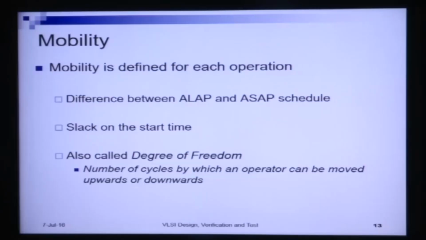So, mobility is defined for each operation. What is mobility? Mobility is the difference between the ALAP time and the ASAP time of a schedule. And what does it provide? This difference between ALAP and ASAP provides a measure of the slack that is available on the start time. So, this term mobility is also called the degree of freedom of an operation node, because it defines the number of cycles by which an operation can be moved upwards or downwards in the schedule.